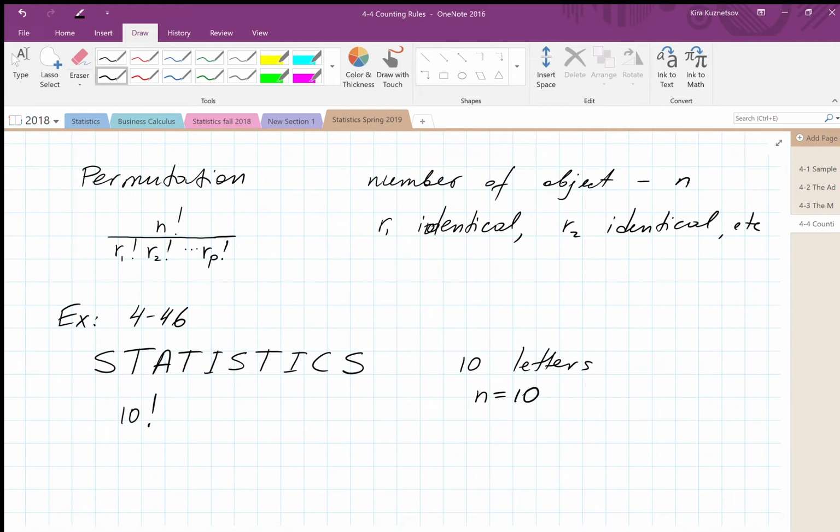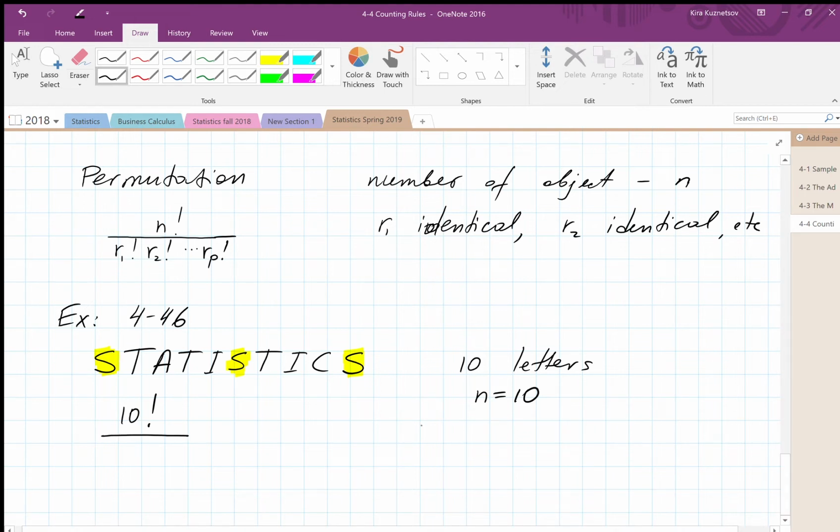The only problem is that some letters look exactly the same. For example, this S, and this S. As in, if I put S1, S2, S3, or I start with this one, and then this one, and then this one, well, we can't tell the difference. So what we need to do is divide those out.